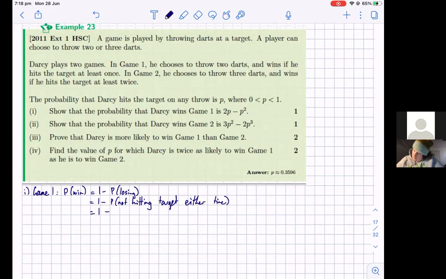Which means we've got 1 minus P is hitting the target. So for him to not hit the target, he must have missed the target, and it's happened twice. 1 minus, now 1 take P squared is 1 take 2P plus P squared. So 1 minus 1 is 0, 2P take P squared. Okay, game 2.